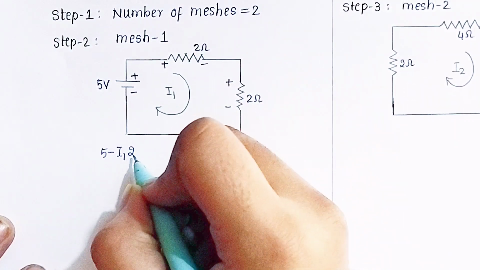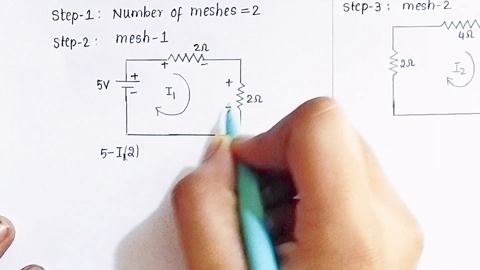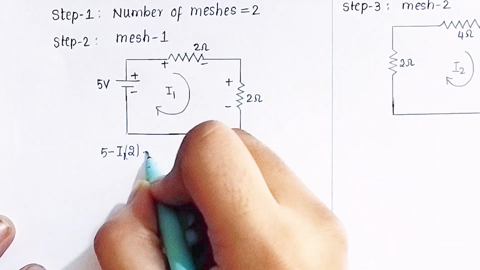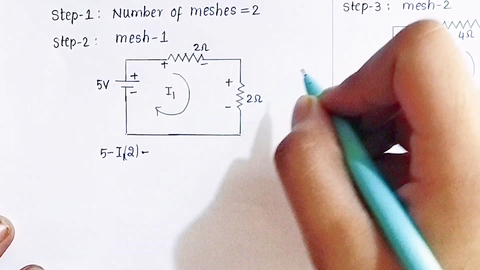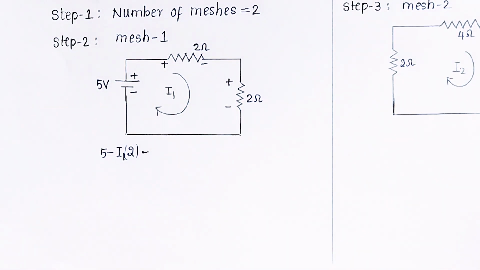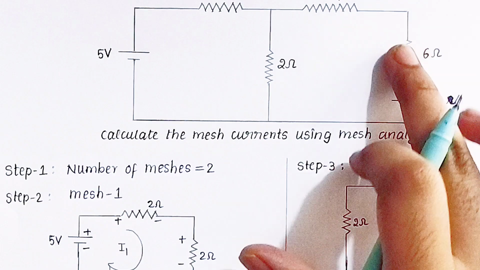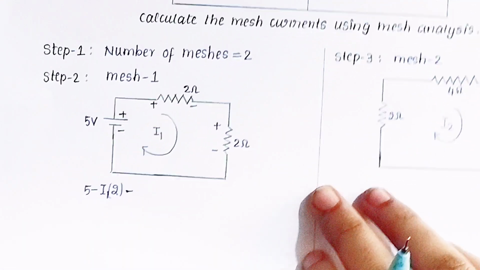So we will write 2. The next resistance is 2 ohms. It is going from positive to negative, so it will be negative, and the current is here. I2 is also flowing here. Be careful about this. In mesh 1 we have the I1 current, but in mesh 2 it is connected with I2 as well. So the I2 current is flowing upwards.